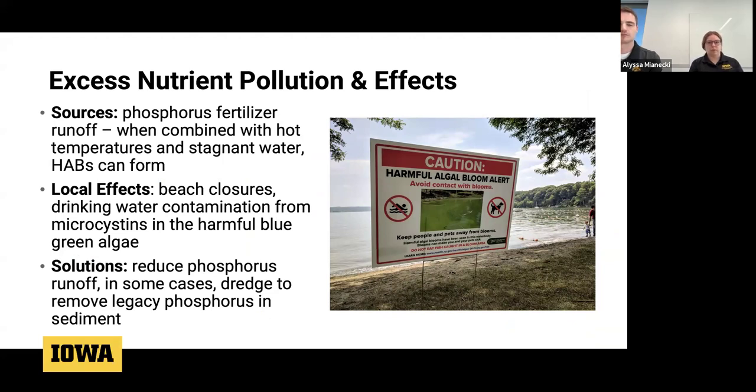So local effects from those will be beach closures. You could even have drinking water contamination from those microcystins, which are the toxins found in the harmful blue-green algae. So solutions to keep the harmful algal blooms at bay would be to reduce the phosphorus runoff. So in some cases, you would dredge the sediments out from the bottom of a lake to remove the excess legacy phosphorus. But in most cases, you would try and fight it at the source.